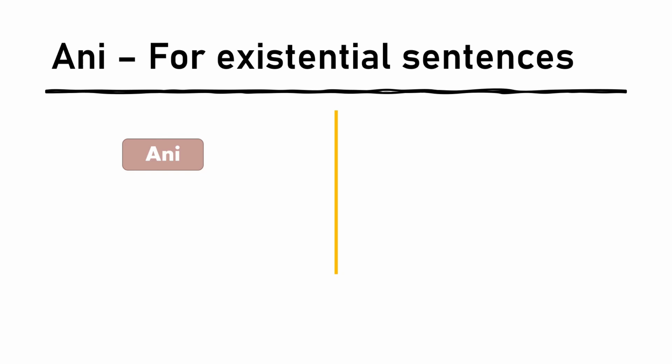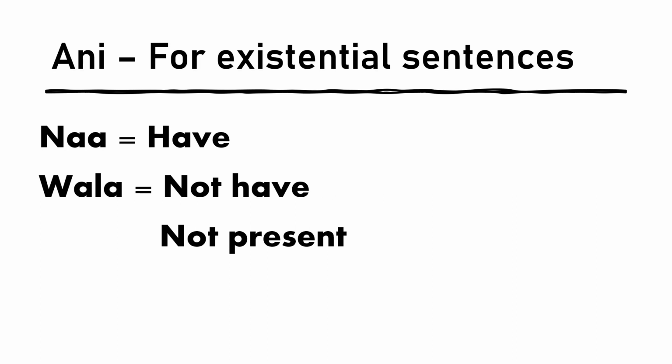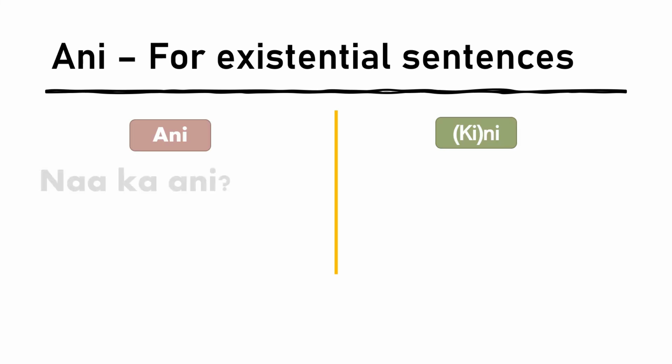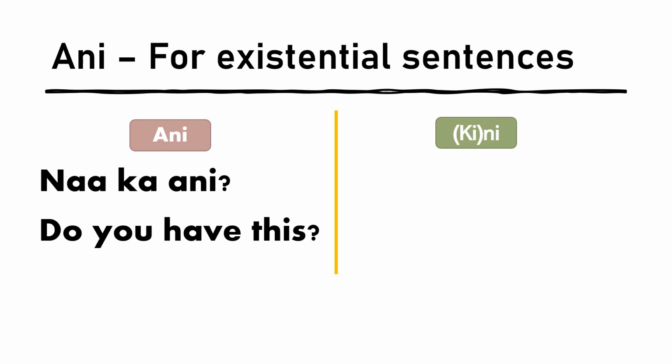We also use ani and ni for existential sentences. But then again, using these two in a sentence gives different context and different meaning. Now, let me show you. When I say existential sentences, we are going to use naa, which means have, and wala for nothing or not present. Here in our example, naa ka ani? Do you have this? So, after naa, we have the subject ka. For existential sentences, we put naa at the beginning of the sentence and also wala. So, the focus here is on the actor, the ka. It's more focused on the person having something.